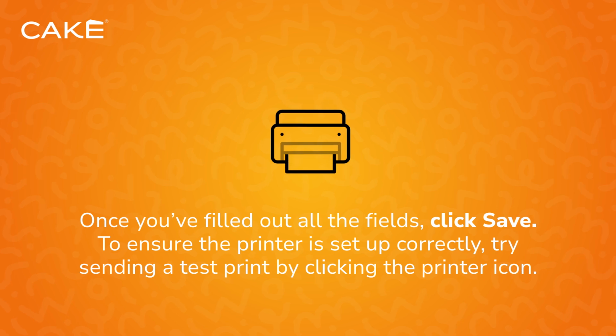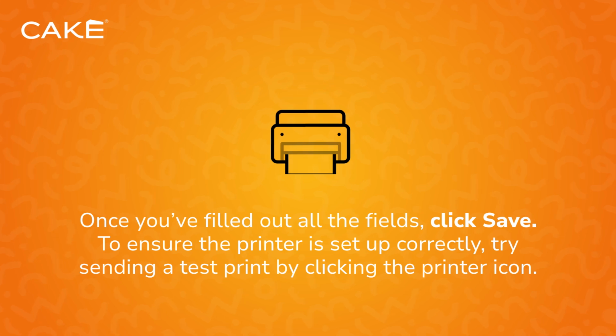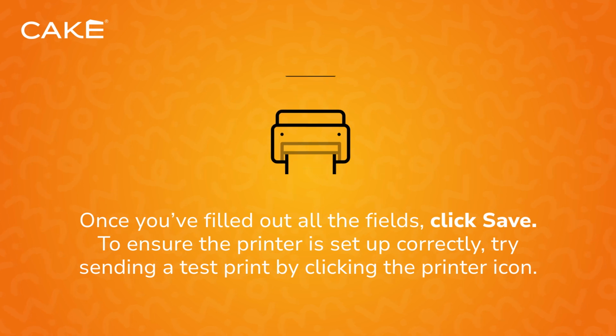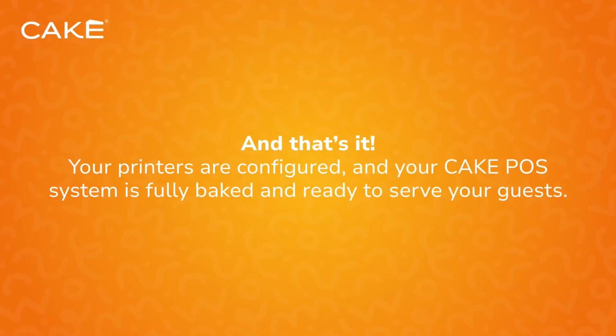To ensure the printer is set up correctly, try sending a test print by clicking the printer icon. If the test print works, your printer is ready to go. Repeat these steps for any additional printers you need to add in each register under the Printers tab. And that's it. Your printers are configured, and your CAKE POS system is fully baked and ready to serve your guests.